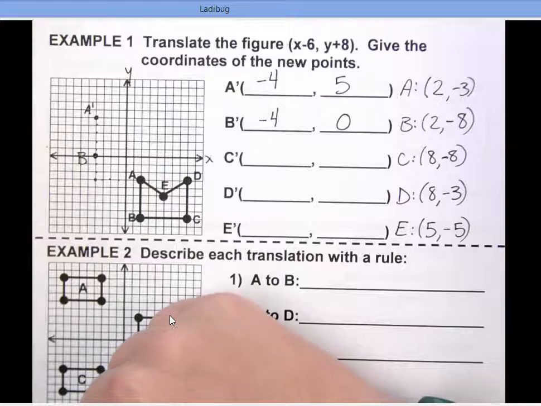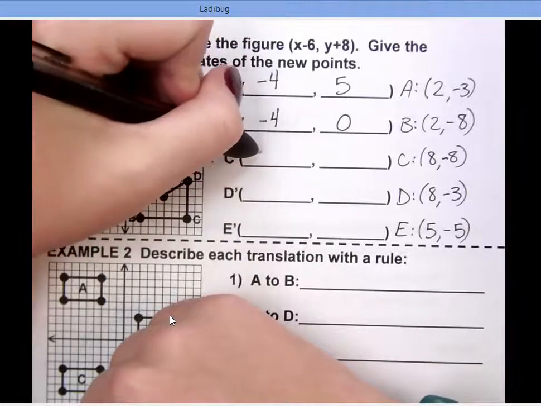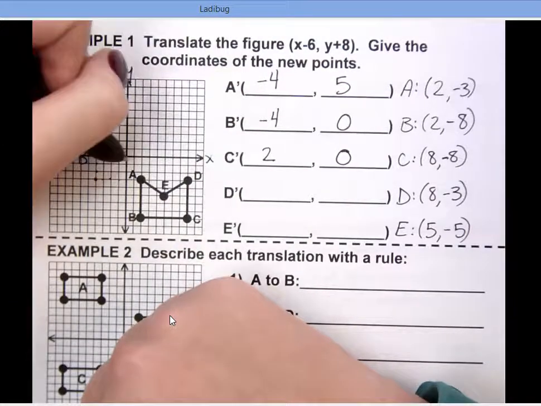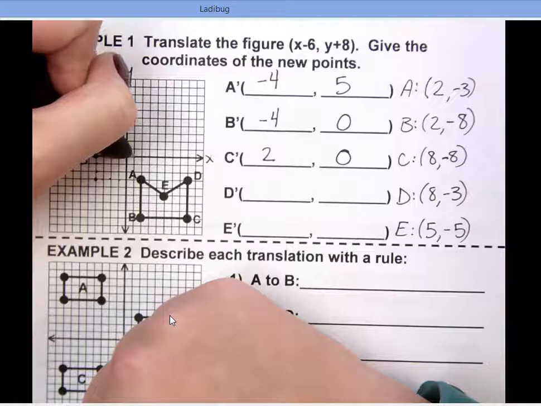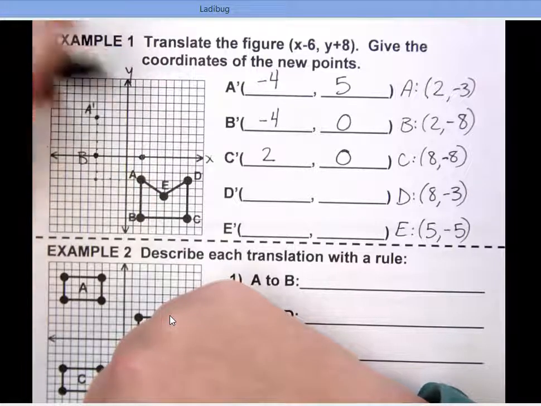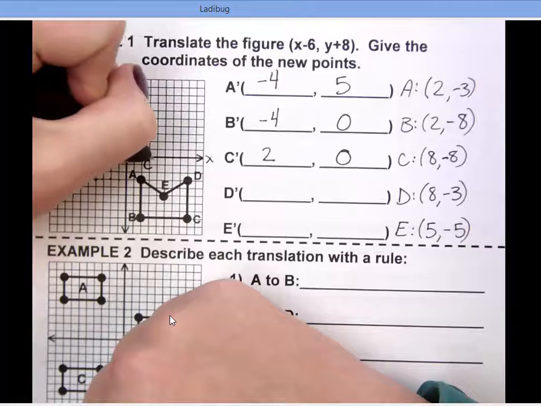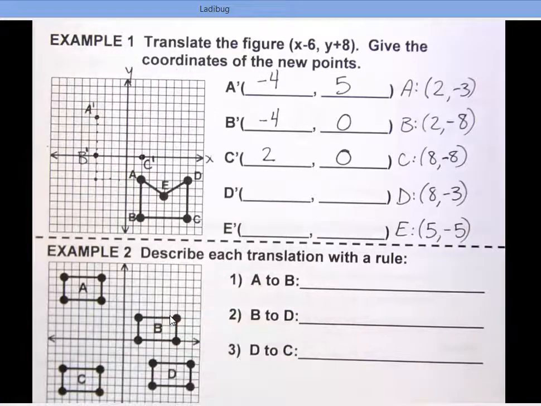Alright, for this one, we subtract 6 from the x value, so you get 2, and then you add 8 to the y value, so you get 0, and that's going to be our C prime at 2, 0, so I'll count that, 1, 2, and I need to add the prime on there, C prime.